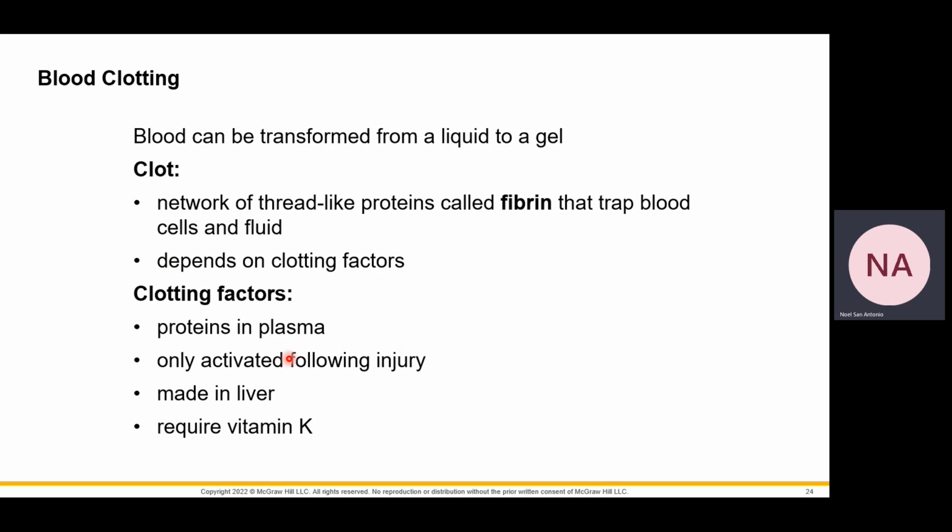And those clotting factors are synthesized in the liver. Okay? And most of those clotting factors require the presence of vitamin K in order to be synthesized in the liver. That is why vitamin K deficiency can predispose someone to bleeding tendencies, because you will lack clotting factors. There is also a hereditary or inherited condition wherein one of the clotting factors is deficient.